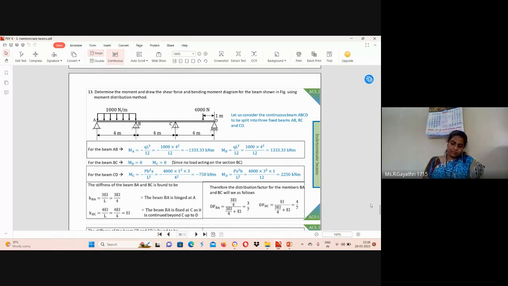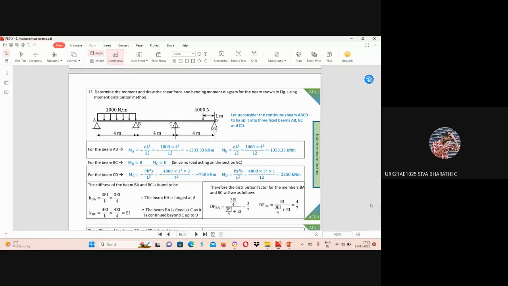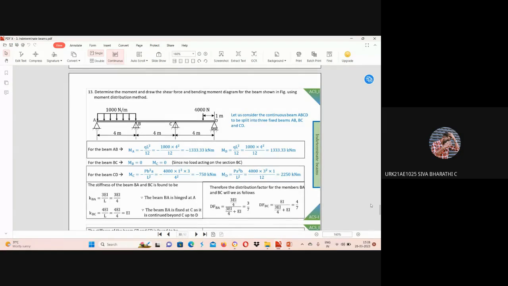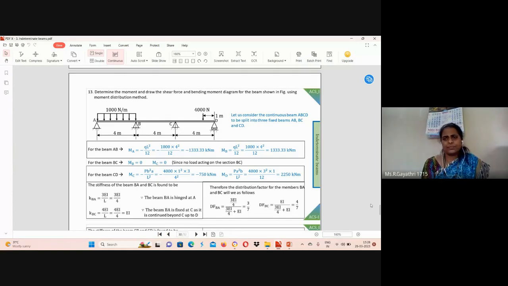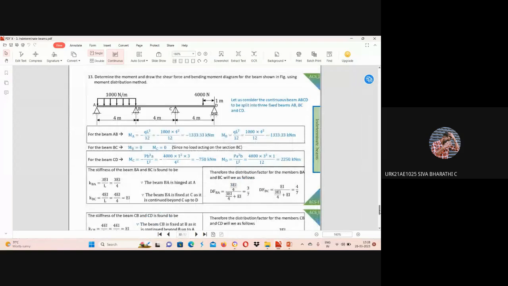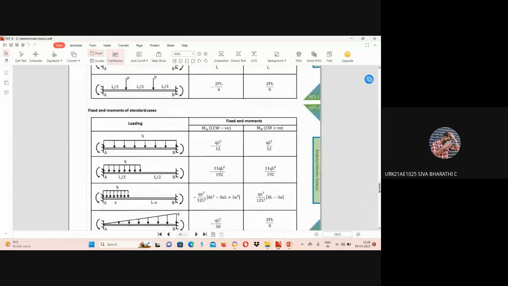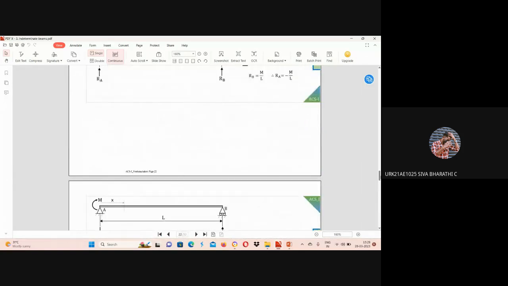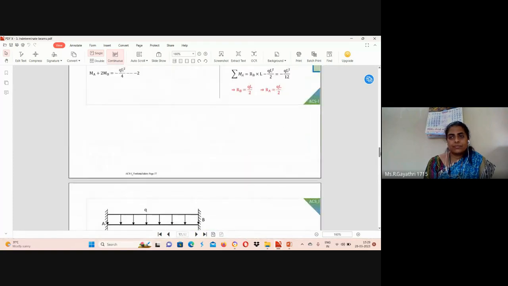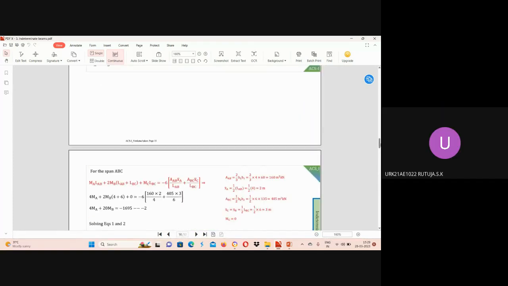XD bar formula. 1 by 3, please check the PDF. Yes, ma'am, like 1 by 3 of L plus B, 1 by 2, right? That's from the longer side, ma'am. This is the shorter side. Page number 5, ma'am.